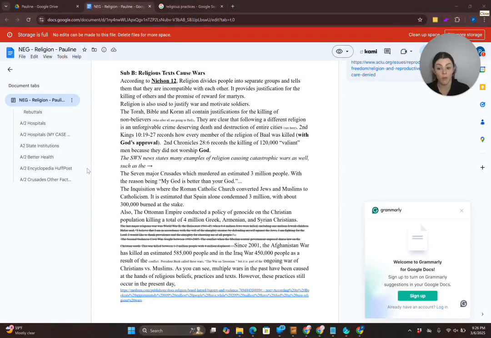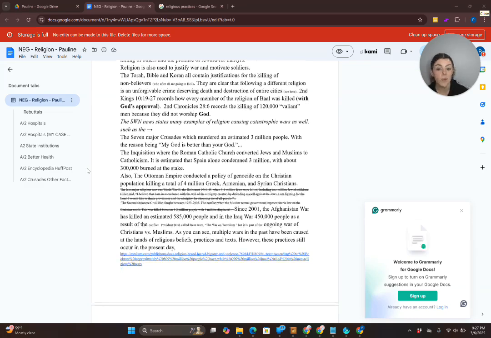Moving on to my subpoint B. Subpoint B, religious text cause wars. According to Nielsen 12, religion divides people into separate groups and tells them that they are incompatible with each other. It provides justification for the killing of others and the promise of rewards for martyrs. Religion is also used to justify war and motivate soldiers.